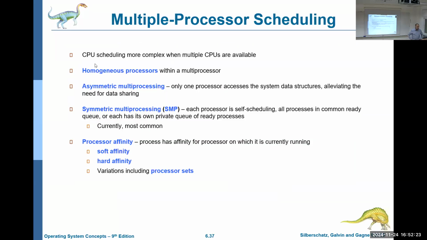Multiprocessor scheduling. CPU scheduling is more complex when you have multiple CPUs. Imagine all this compounded now by the fact that you have two CPUs and the processes. What if a process was waiting on one CPU and that process is busy? Should it go to the other CPU and see how things are over there?